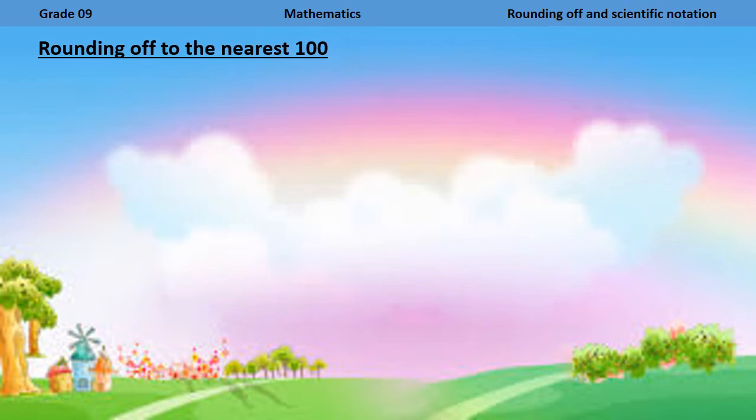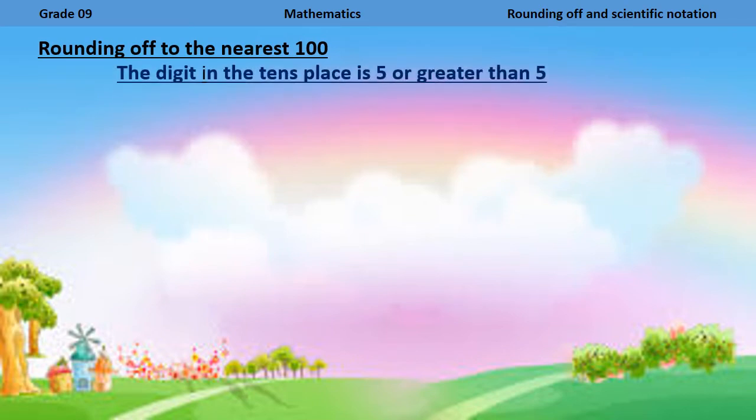Let's look at what happens if the digit in the tens place is 5 or greater than 5. 573. The digit in the tens place is 7 and it's greater than 5. So 573 is in between 500 and 600. The mid value is 550. Here you can see 573 is closer to 600. Then when we round off 573 to the nearest 100, the answer is 600.